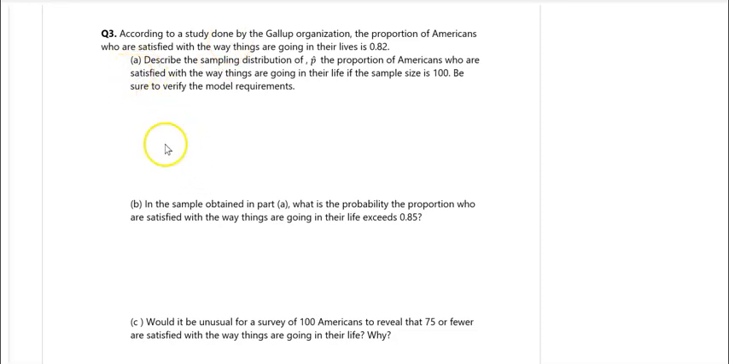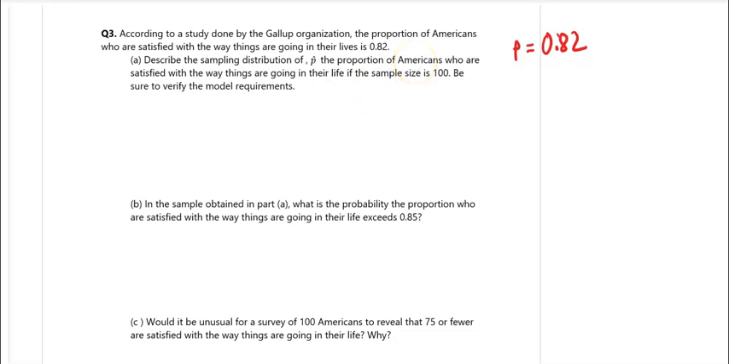Question number 3 from the chapter 8 handout. According to the study done by the Gallup organization, the proportion of Americans who are satisfied with the way things are going in their lives is 0.82. So 0.82 here represents the population proportion, so 0.82 equals p. Okay.